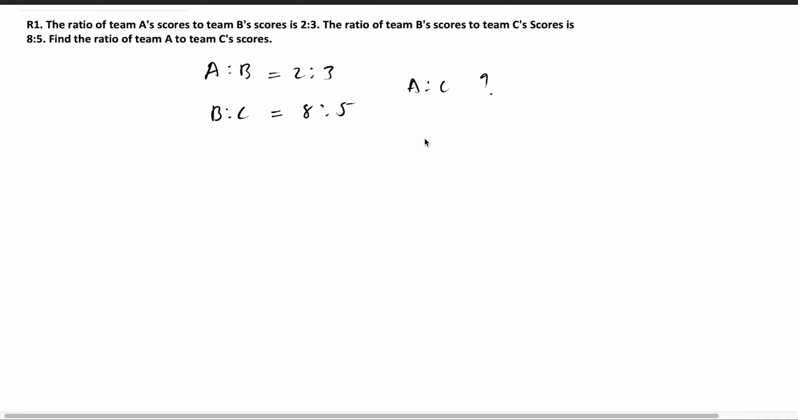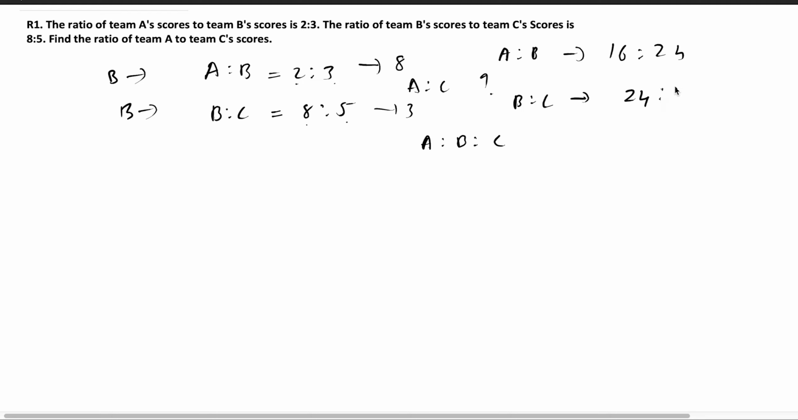In these kinds of questions, what we have to do is find A is to B is to C. How can you do that? When you look at A is to B, A is 2 parts and B is 3 parts. When you look at B is to C, B is 8 parts and C is 5 parts. So your aim is to make the B part equal in both. If you multiply the first with 8, you will get A is to B as 16 is to 24. If you multiply the second with 3, you will get B is to C as 24 is to 15. The overall ratio will still remain the same.